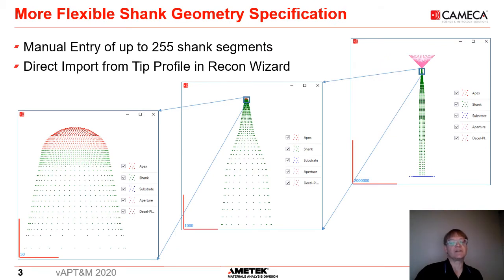Since our last presentation, we have been working to make the model more flexible. One aspect where we have done that is in the specification of the shank geometry. We were previously limited to modeling the shank geometry with two discrete sections of different shank angle. We can now support an arbitrary profile, and if the profile has been previously defined in an IVAS or AP Suite tip profile reconstruction, we can directly import that into the electrostatic model of the shank.